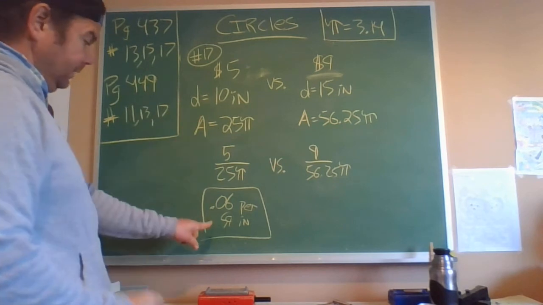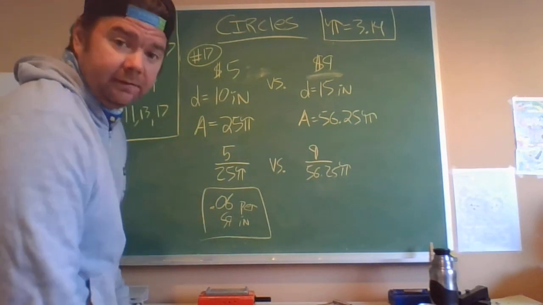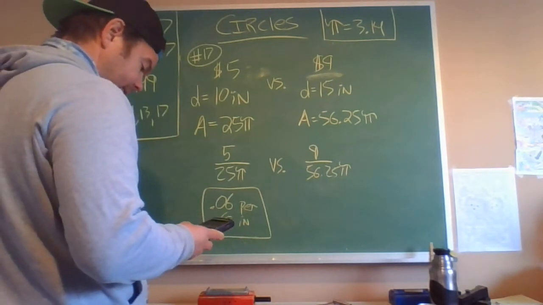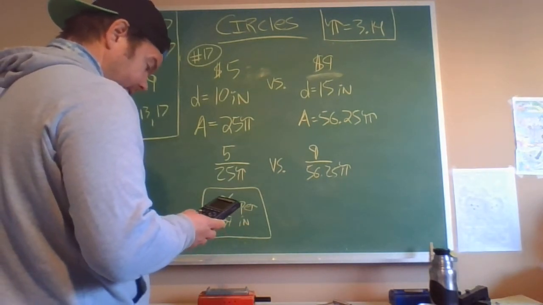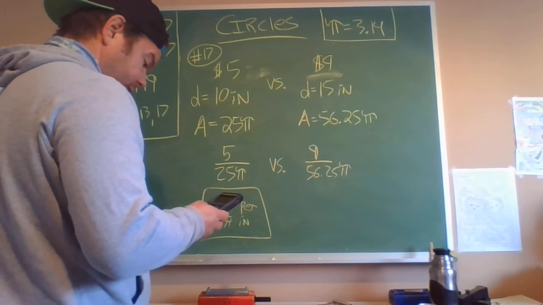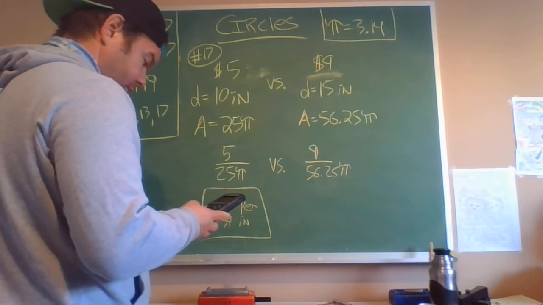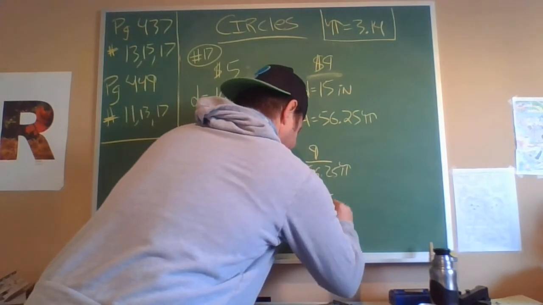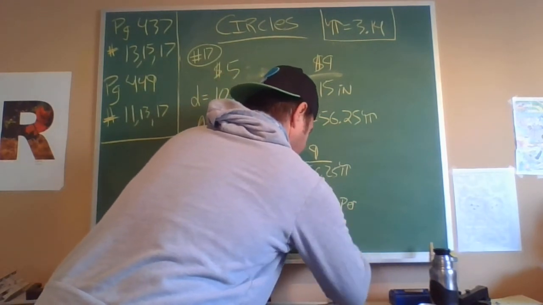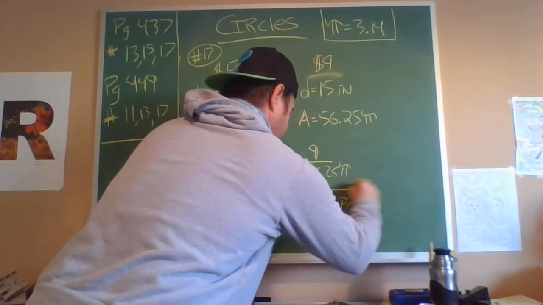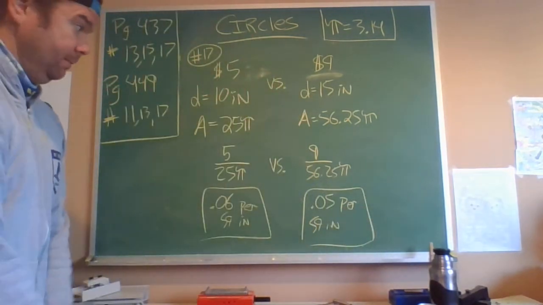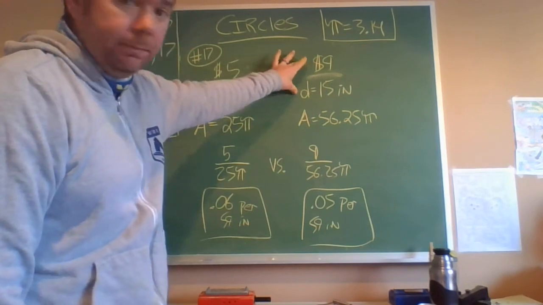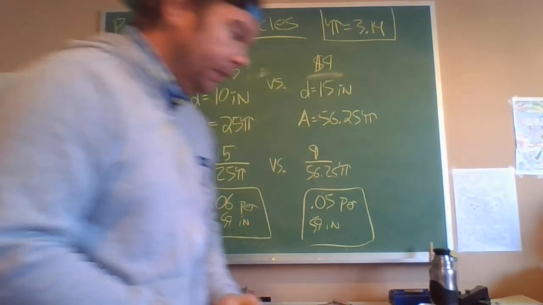If I get this one, that's what I'm paying. Per square inch, I'm paying 6 cents per square inch. Over here, if I divide those, that's 9 divided by 56.25 times 3.14. That's 5 cents per square inch. So it's not a huge difference, but it appears, based on these calculations, that this one, the bigger pizza for $9, is the better deal.